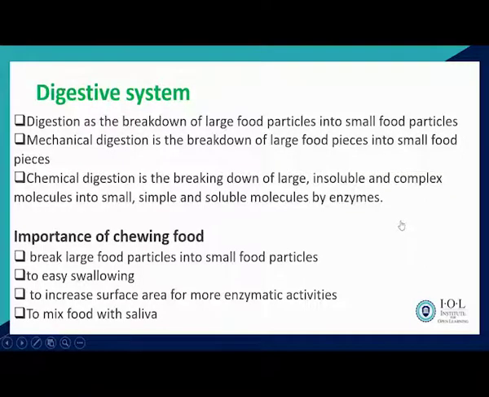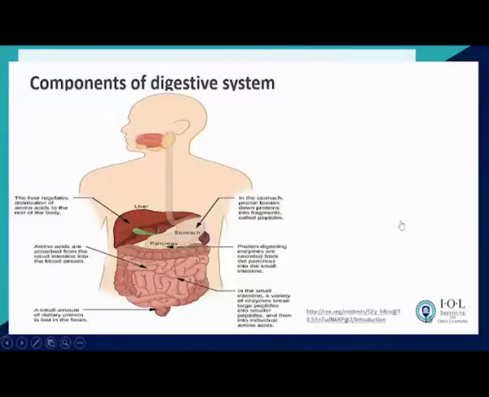Why should we chew our food? Because we don't want to swallow large pieces of food that will choke us, so it makes swallowing easier. Not only that, as we are breaking it into smaller pieces, we are increasing the surface area so that enzymes have more surface to work on. And we are mixing the food with the saliva. Why with the saliva? Because the saliva contains amylase enzyme that starts the digestion of starch in the mouth.